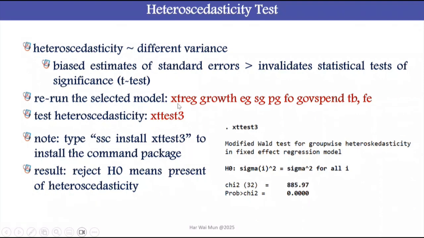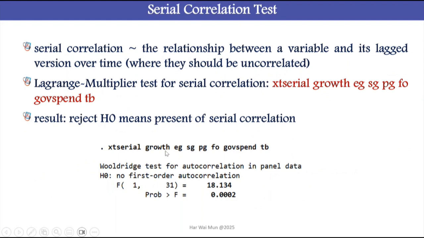So in this case, your XT test 3, right? For heteroskedasticity, significant. That means no good. No good means there's a presence of heteroskedasticity, right? Never mind, it's okay. Next, we test one by one.